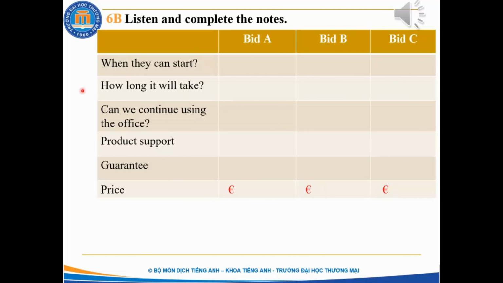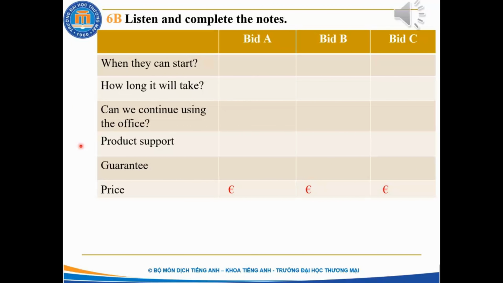Tiếp theo, how long it will take. Sẽ mất bao nhiêu lâu để cho mỗi một cái nhà cung cấp này có thể hoàn thành được công việc của họ. Ở đây mình sẽ nghe về cái số ngày, the number of the days that they can complete the job. Tiếp theo là chúng ta sẽ nghe thông tin là can we continue using the office. Như vậy trong quá trình các nhà cung cấp ABC này họ làm việc thì cái văn phòng vẫn có thể mở và hoạt động bình thường hay là phải đóng cửa để cho họ có thể làm.